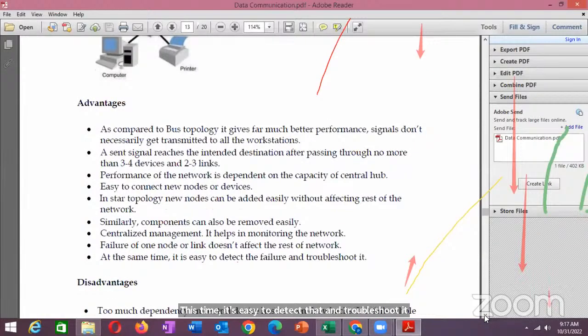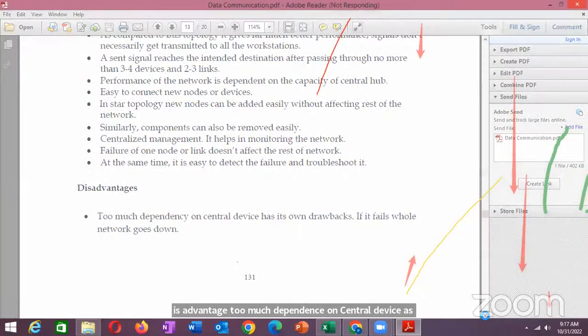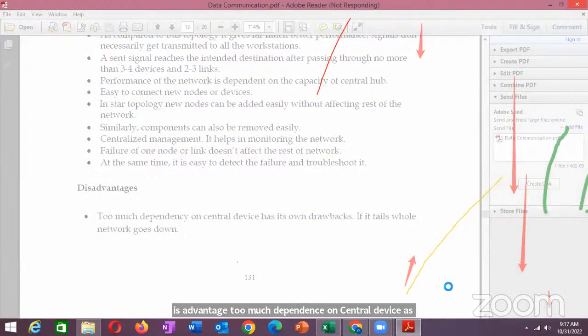Disadvantage: too much dependence on the central device has its own drawbacks. If it fails, the whole network goes down. So those are the challenges.